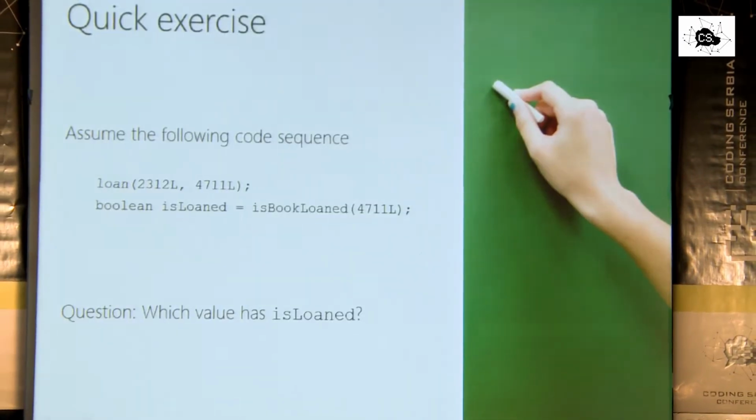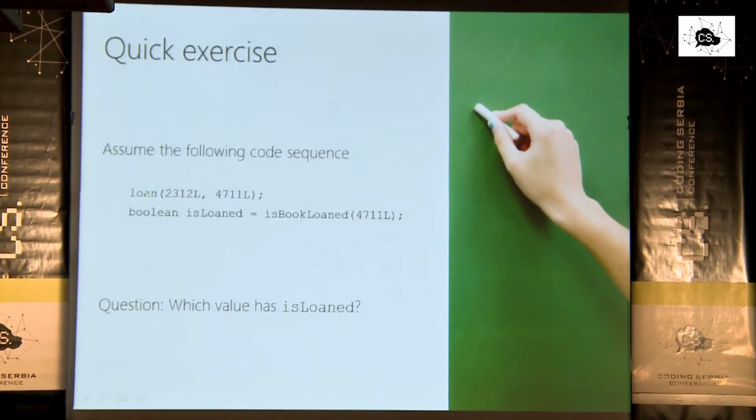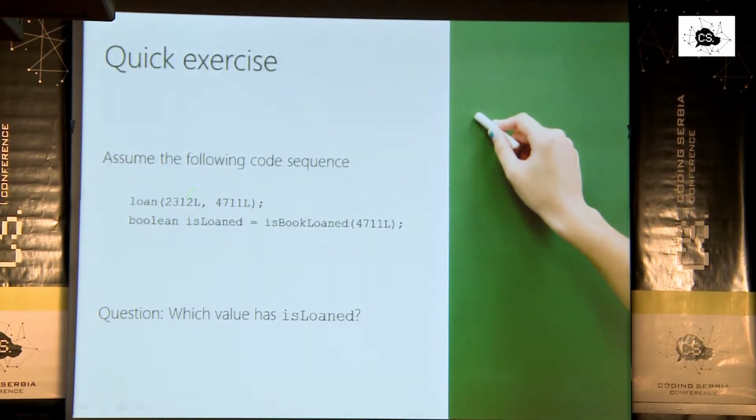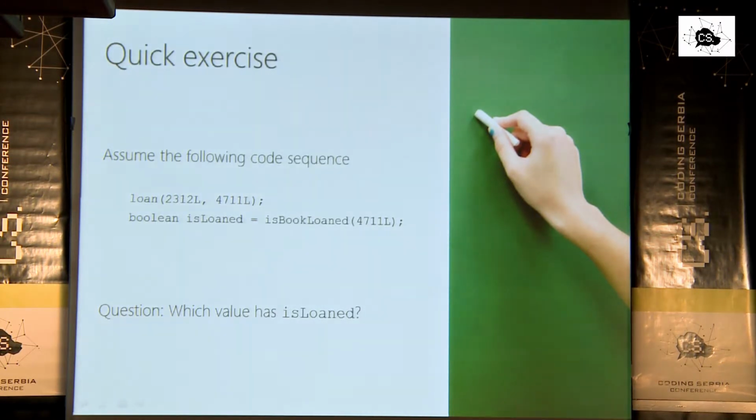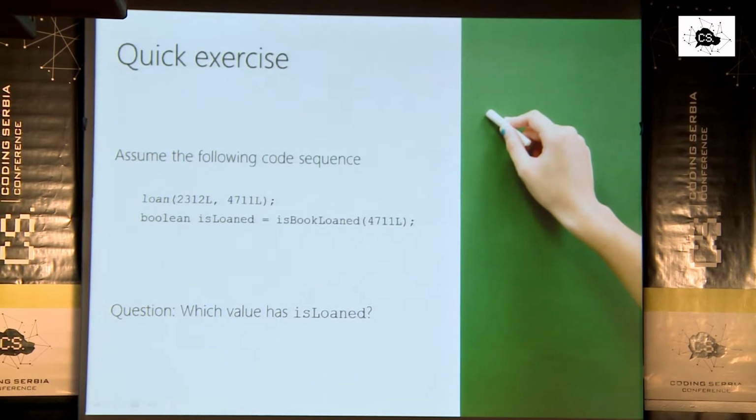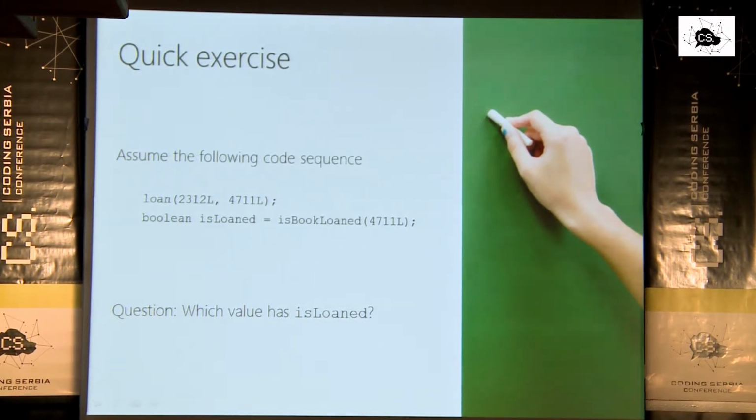For instance, if you take those two commands saying customer number 2312 wants to loan book number 4711, and afterwards you query if this book is loaned, you usually expect to get back a yes, true, it's loaned. The problem is that this action is behaving like an average consultant. It tells you, well, it depends. And that's bad somehow. And I'll tell you why it behaves like a consultant.